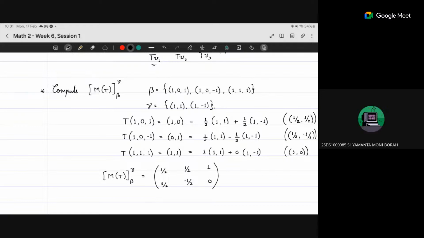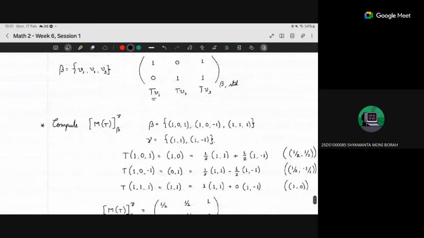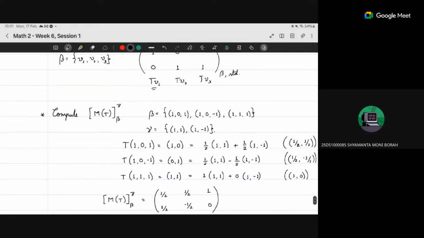Sir, for the second one, you have taken the coordinates as (half, minus half). Yes, (half, minus half) is the coordinates of (0, 1). The image of the second vector, T of (1, 0, minus 1), is (0, 1). And (0, 1) in the basis gamma is written as half times (1, 1) plus minus half times (1, minus 1).